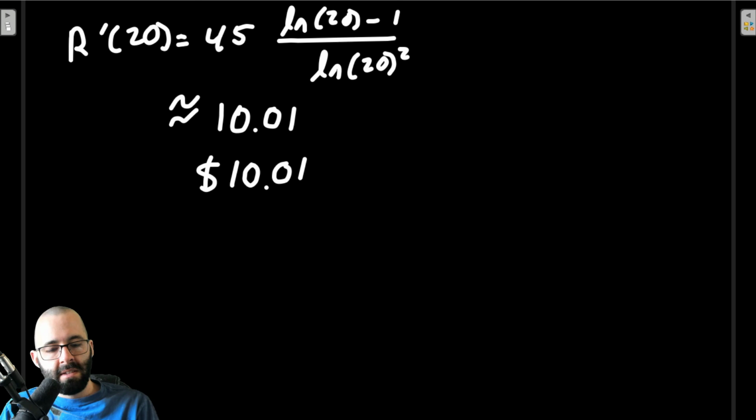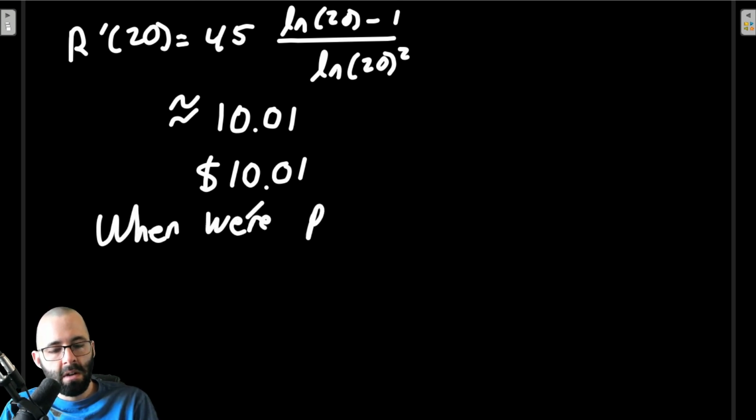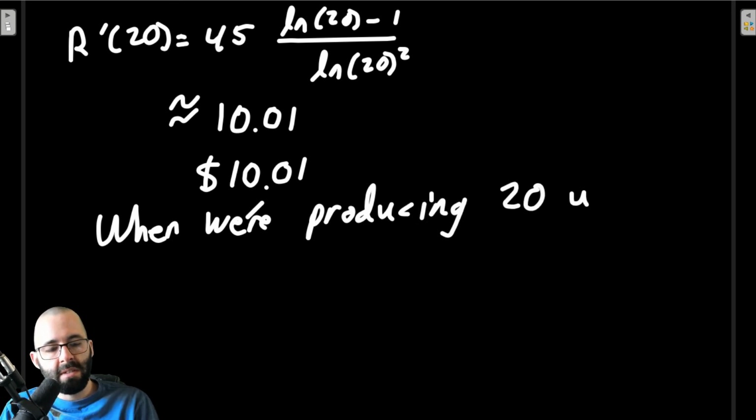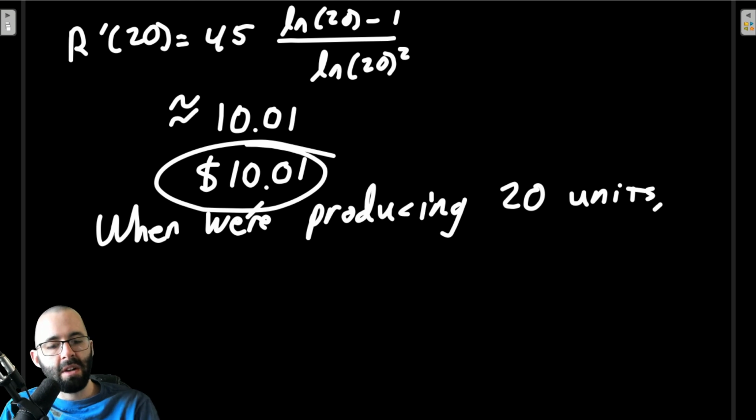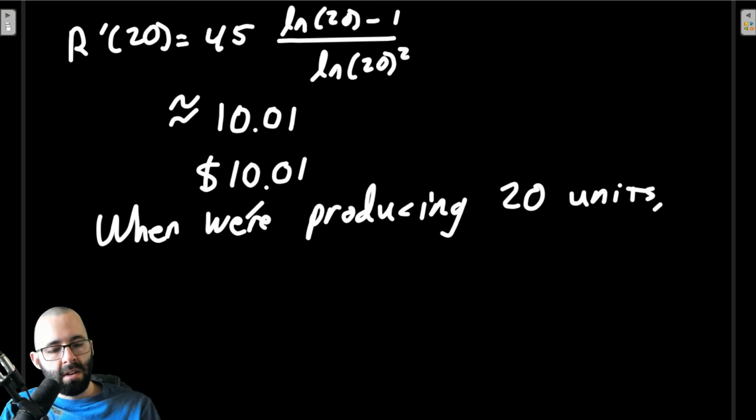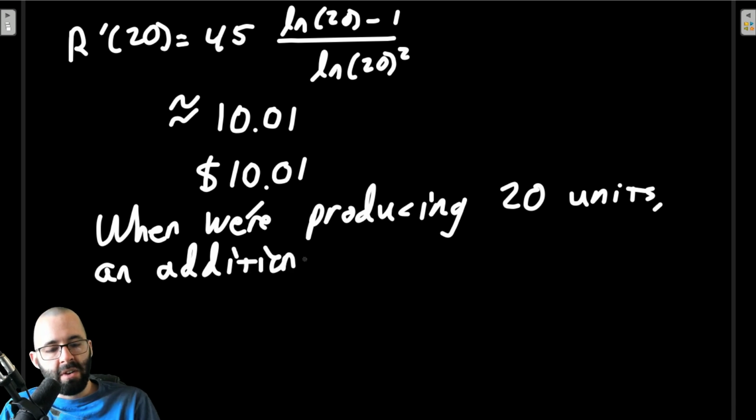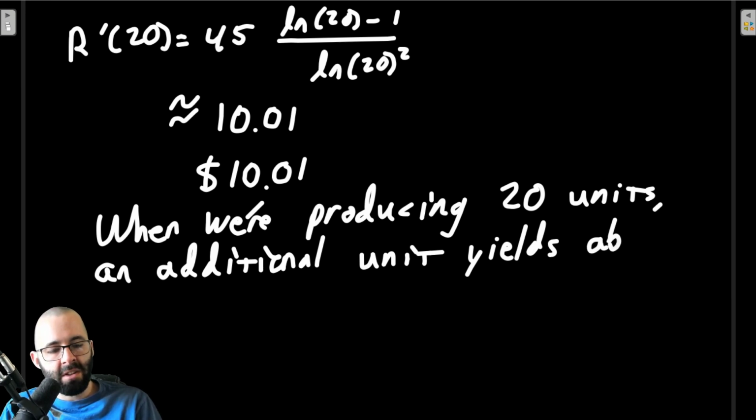So that means when we're producing 20 units, if we produced an additional unit, that additional unit would give us about $10 more. That's what marginal revenue is all about. An additional unit yields about $10 extra of revenue.